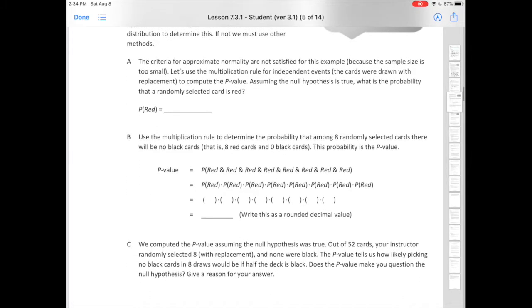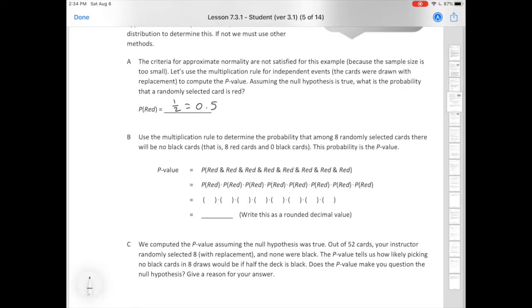So what we're going to do is use the multiplication rule for independent events to compute the p-value. Assuming the null hypothesis is true, what is the probability that a randomly selected card is red? Well, the probability that we get a red card, if we assume that the deck is fair, is a half, right? This is the same as 0.5, but we can write it as a fraction as well. It's the same thing.